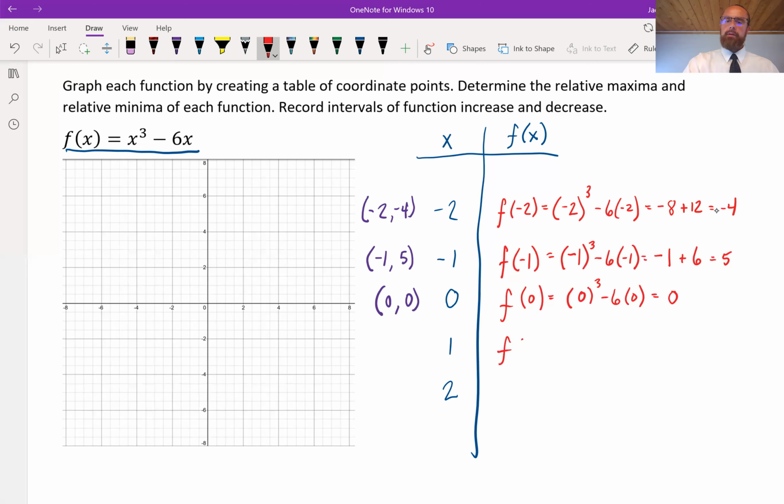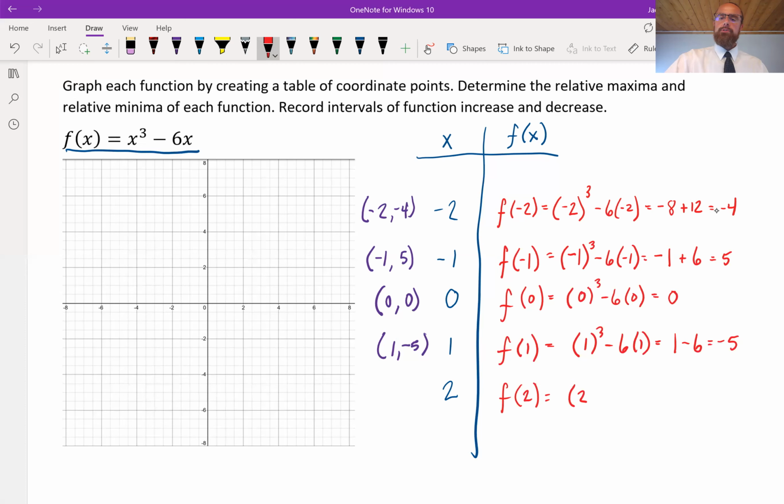Let's calculate f at 1. So 2 more of these evaluations left. So that's 1 cubed minus 6 times 1. 1 cubed, 1 times 1 times 1 is +1, minus 6 times 1 is 6, -5. So the next value we've got is 1, -5. And the last substitution is 2, +2. So we'll evaluate 2 to the power of 3 minus 6 times 2 equals 2 times 2 times 2, that's 2 cubed is 8. Minus 6 times 2 is 12. 8 minus 12 is -4.